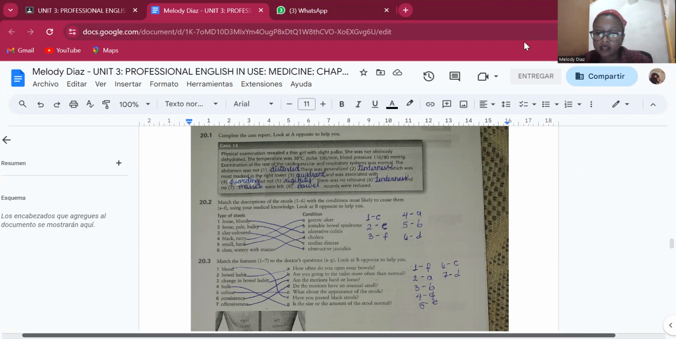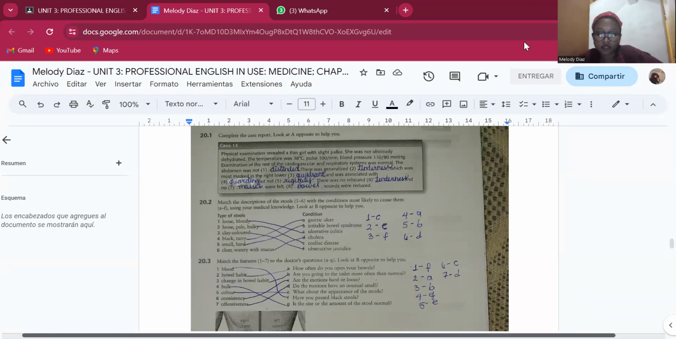The abdomen was not distended. There was generalized tenderness, most marked in the right lower quadrant and was associated with guarding, not rigidity. There was no rebound tenderness and no masses. The bowel sounds were reduced.